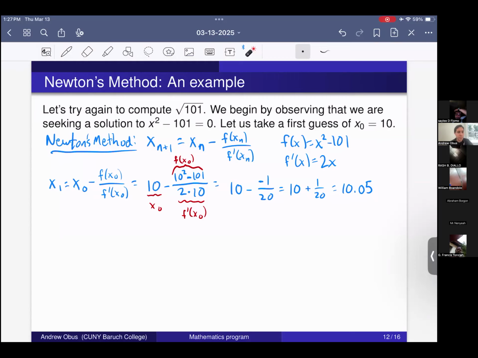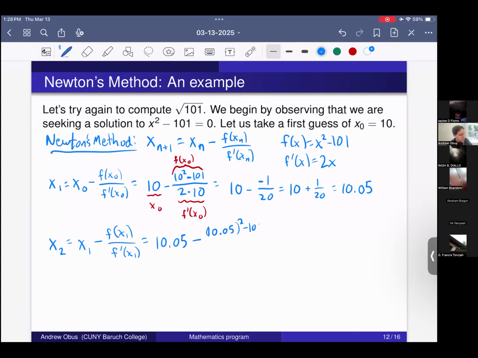Okay, so the first step, we applied Newton's method, and we just get 10.05. All right, let's apply the second step. So x2 is going to be x1 minus f of x1 divided by f prime of x1. What's that going to be equal to? Well, x1 is 10.05, and now we're going to subtract 10.05 squared minus 101. And then we'll divide that by 2 times 10.05.